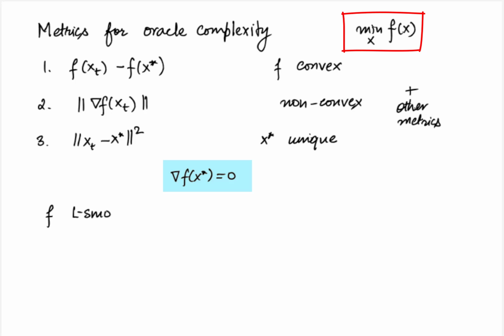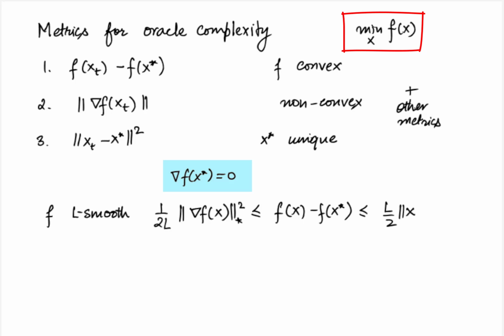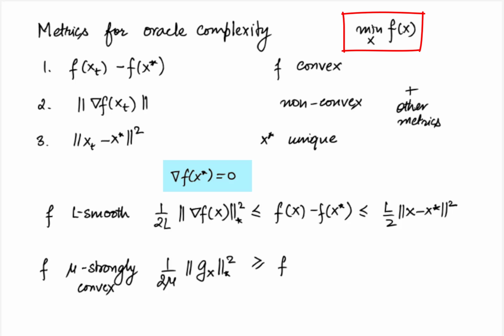If f is L smooth, then we have that 1 by 2L gradient norm squared is less than or equal to the optimality gap, which is less than or equal to L by 2 norm squared of x minus x star. While if f is mu strongly convex, then we have 1 by 2 mu subgradient norm squared, or gradient norm squared, greater than or equal to the optimality gap, which is greater than or equal to mu by 2 x minus x star norm squared. So g(x) is the subgradient of f at x.